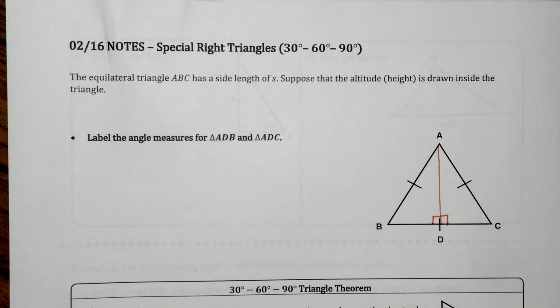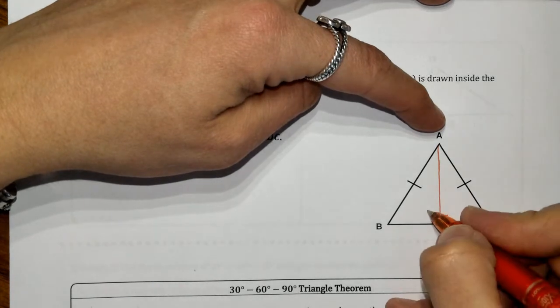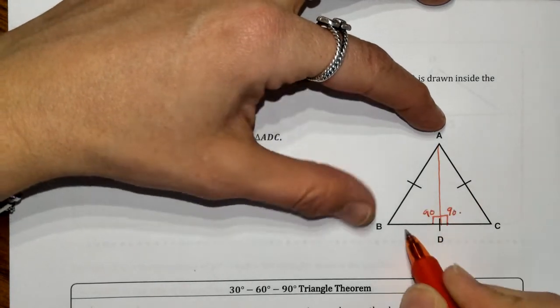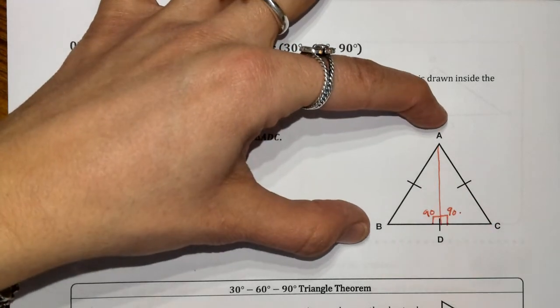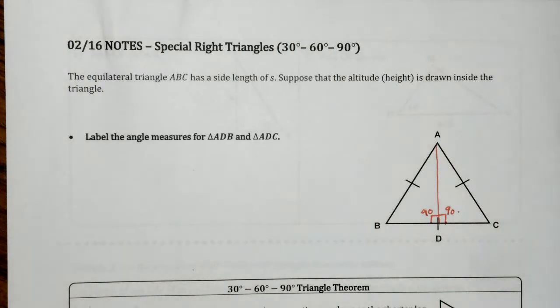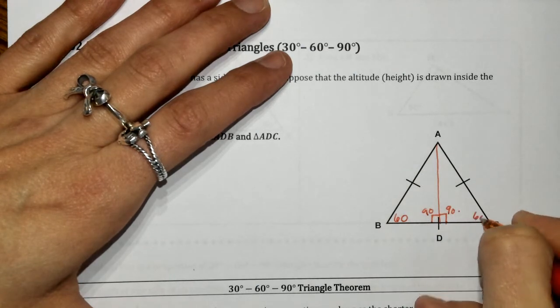Whenever we look at this, we're going to label the angle measurements for both these two triangles that we have now. They will be congruent. Here, obviously, we have that 90 from our right angle. And in our equilateral triangle, we learned that the angle measurements are all the same, and they're all 60 degrees. So over here, we have the 60 degrees and 60 degrees.